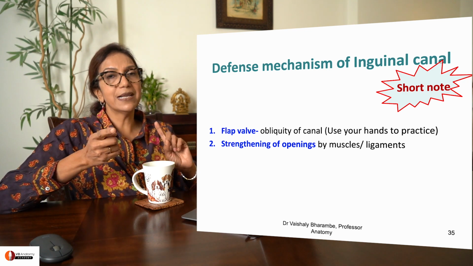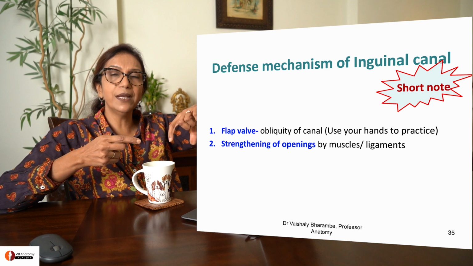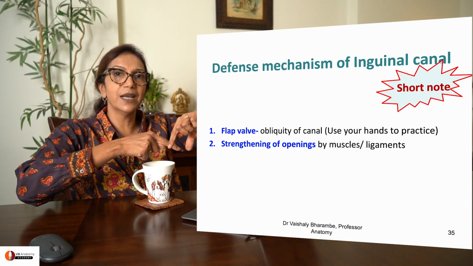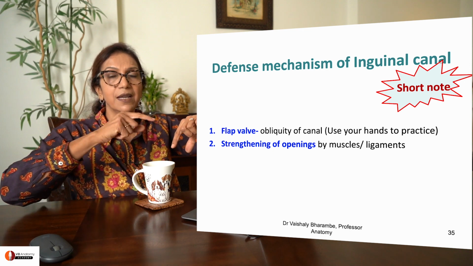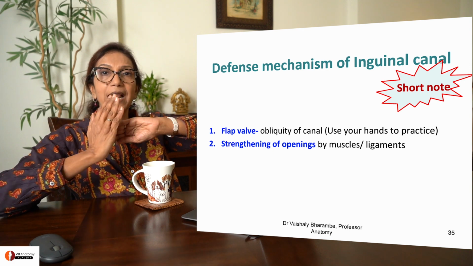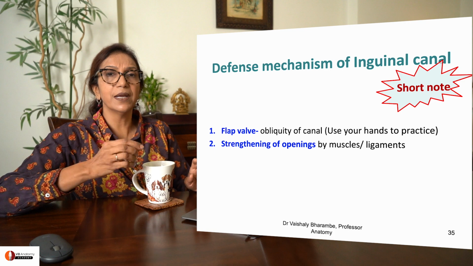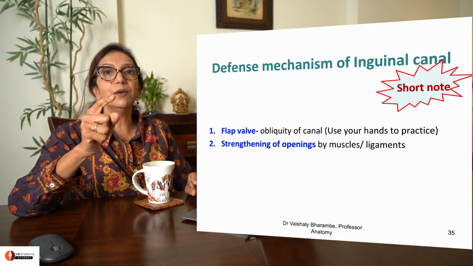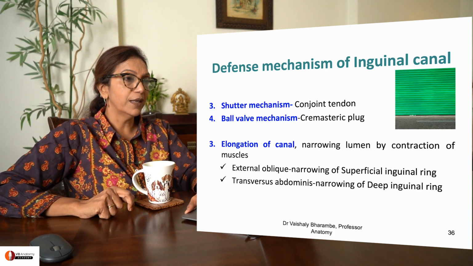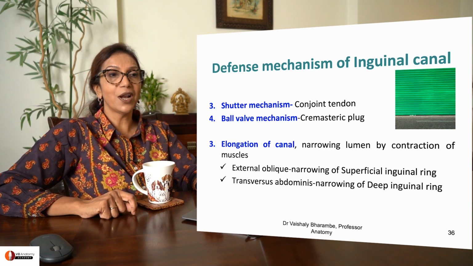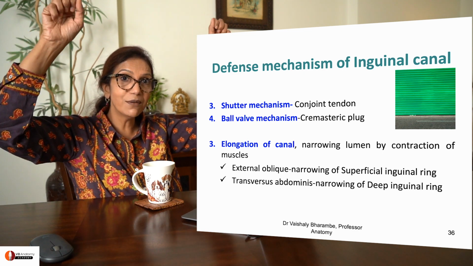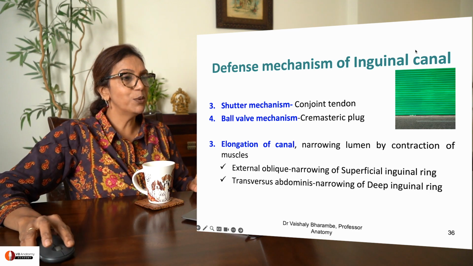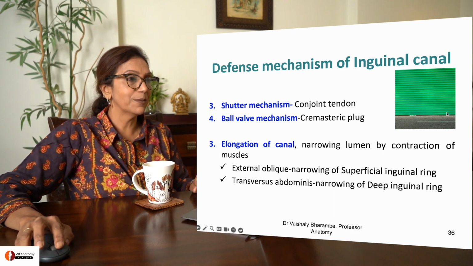Each of the openings, like I told you, superficial inguinal ring protected posteriorly by reflected fibers of inguinal ligament and conjoint tendon. Deep inguinal ring protected anteriorly by the internal oblique. Each opening is provided with a protection. Okay. Now, there is something called as a shutter mechanism. Do you remember in shops, sometimes you have this shutter which they pull down. I put an image here for you to understand.